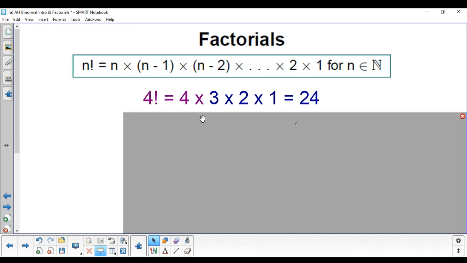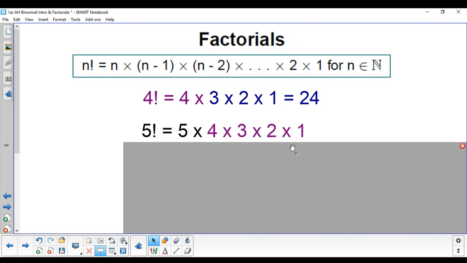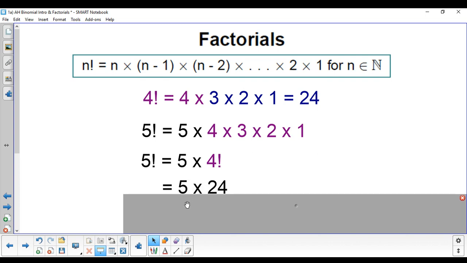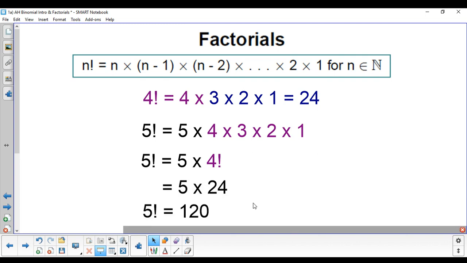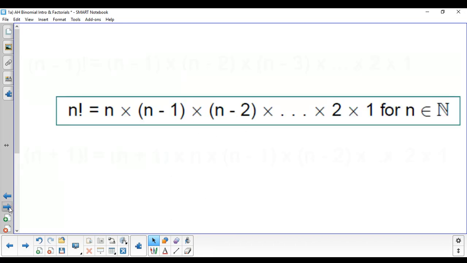Okay, so if you know 4 factorial is 4 times 3 times 2 times 1, what's 5 factorial? 5 times 4 times 3 times 2 times 1. And look, I've got that all in purple because can you see it's 5 times 4 factorial then? So you could just leave it like that if you were asked to rearrange it in any way, but obviously we know that's 5 times 24 and we get 120. Okay. So if it's 4 factorial, it's 4 times 3 factorial, 5 factorial is 5 times 4 factorial, so we're going to try and find a rule.